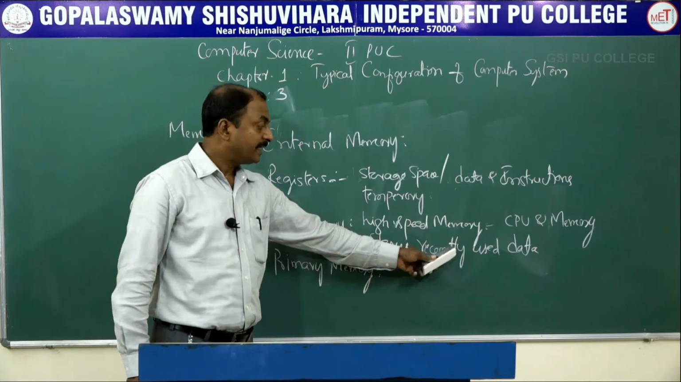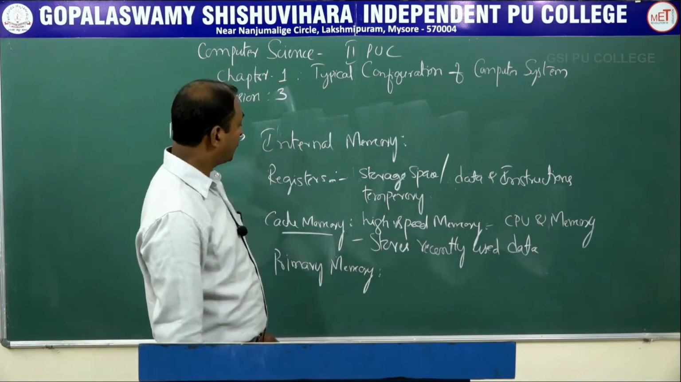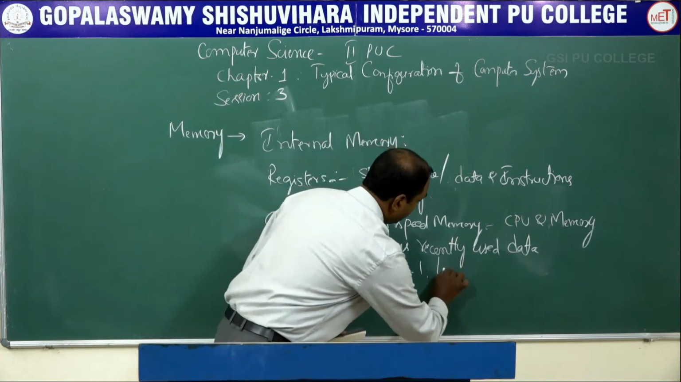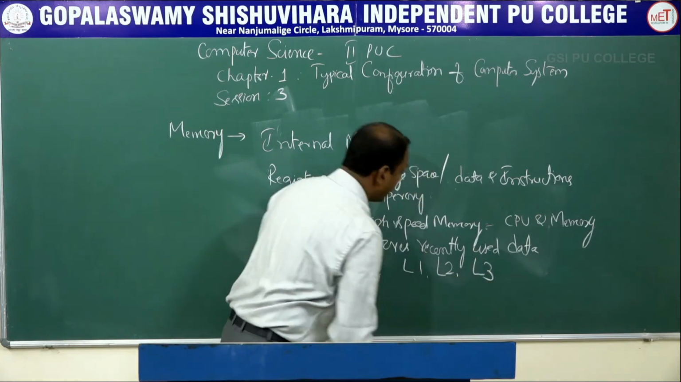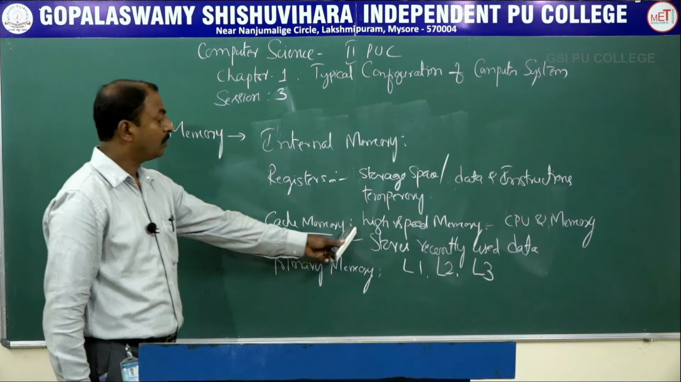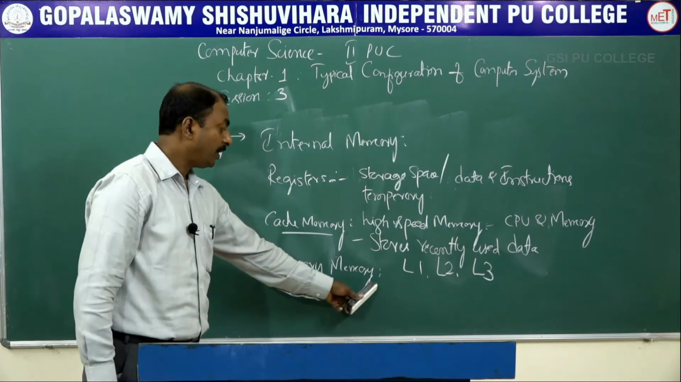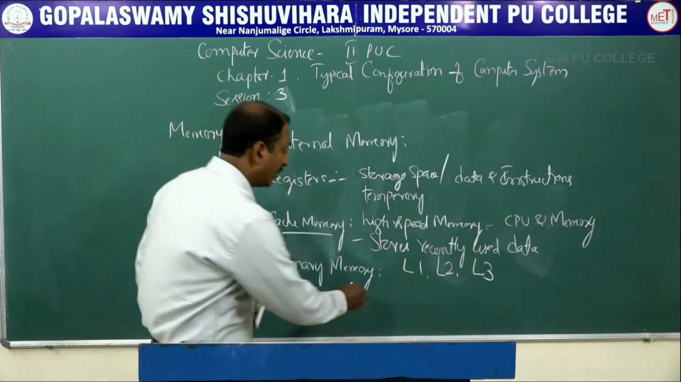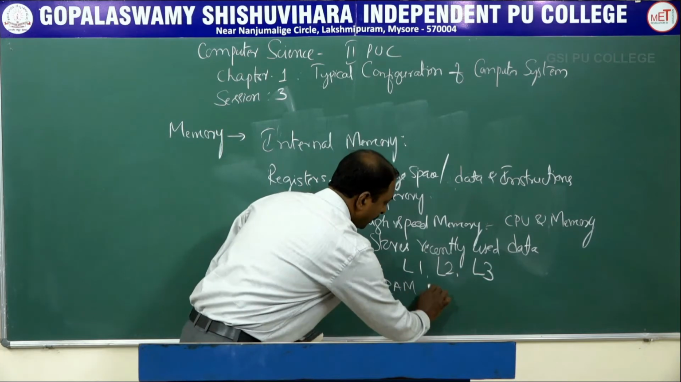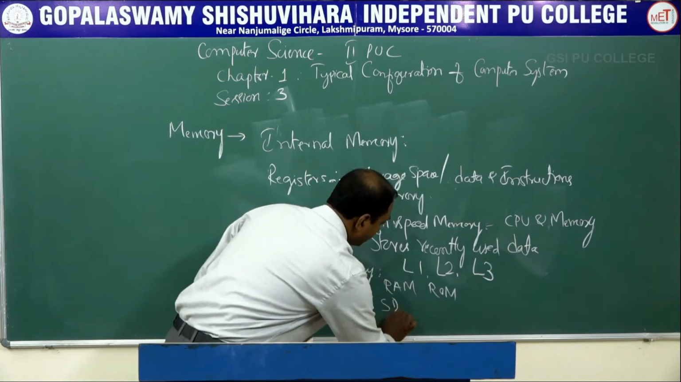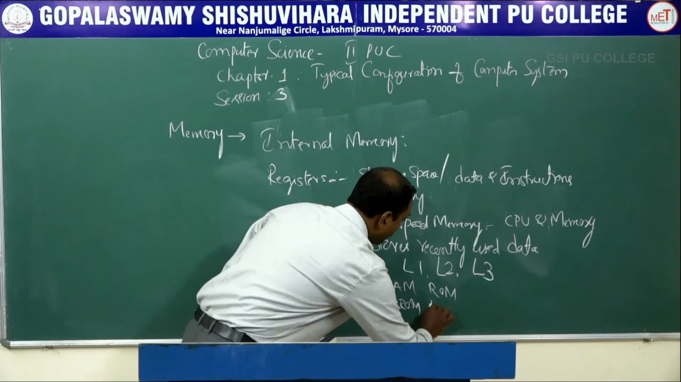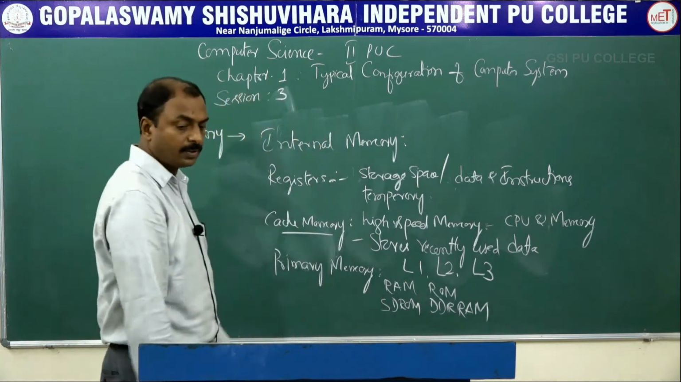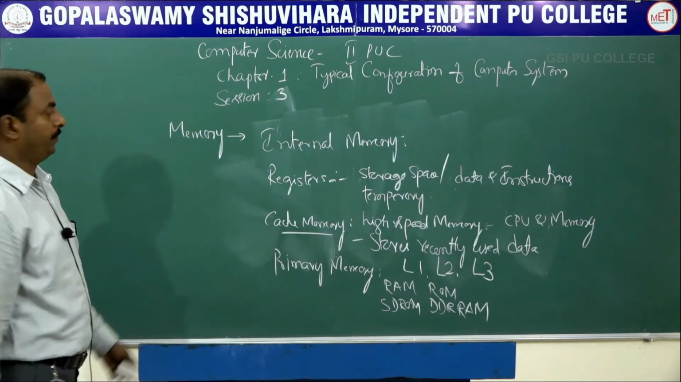It is used to store recently used data, and under cache memory there are three levels of cache: L1 cache, L2 cache and L3 cache. So this is about cache memory. And primary memory, as I have already told you, you have already learned in first PUC in detail about RAM, ROM, SDRAM, SDROM and DDR RAM, etc. So this is about your computer memory.